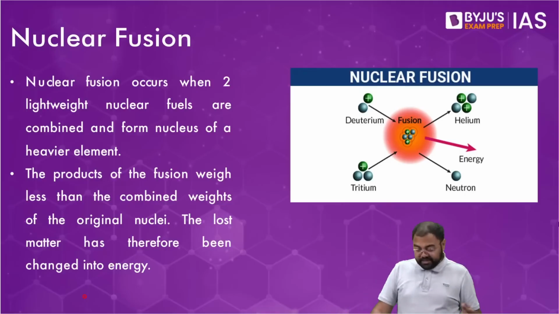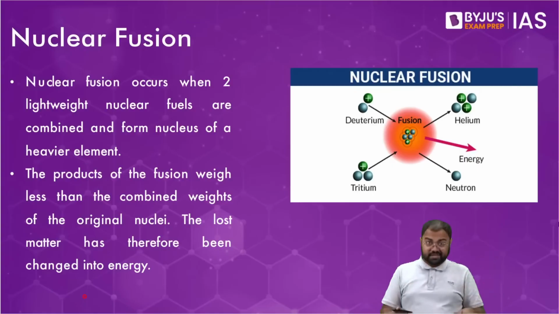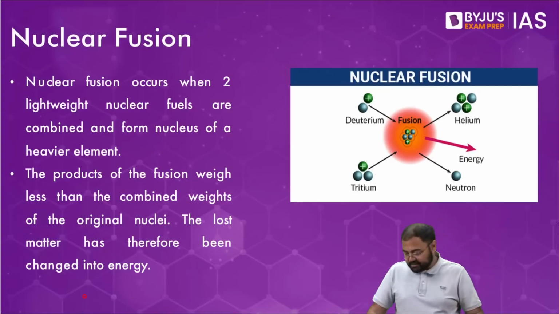Gamma decay. In case of gamma decay, what we are saying is that the other nuclear processes like alpha decay or beta decay, once they are done, the nucleus has more energy than it should have. So that extra energy that is lost by the nucleus so that it can become stable again, that basically is called gamma decay.